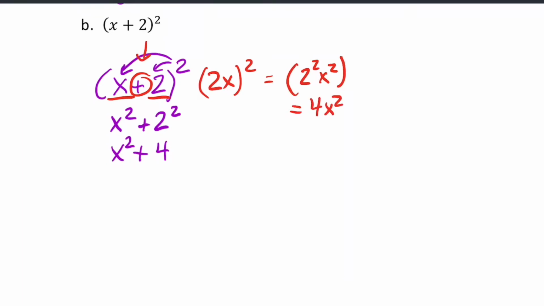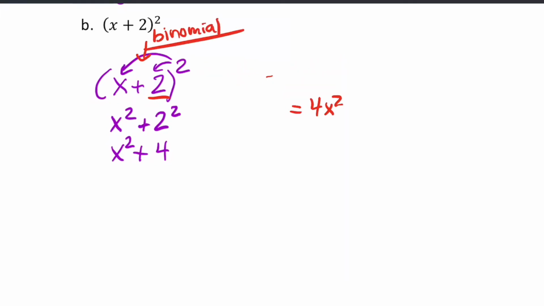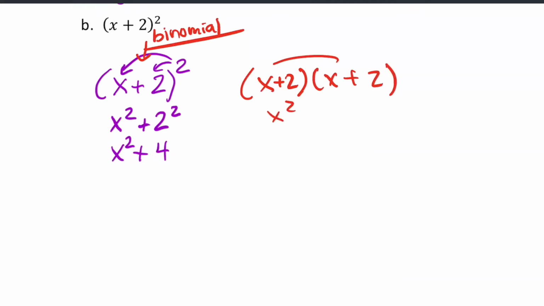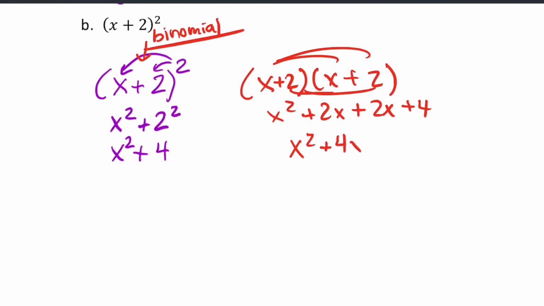So instead, if we have a binomial where there are multiple terms, or anything with multiple terms, we actually need to write that out and multiply it times itself, because we're going to have to use the distributive property and multiply x times x, and then x times 2, 2 times x, and then 2 times 2 to get everything multiplied by everything else. So be really careful with that one.